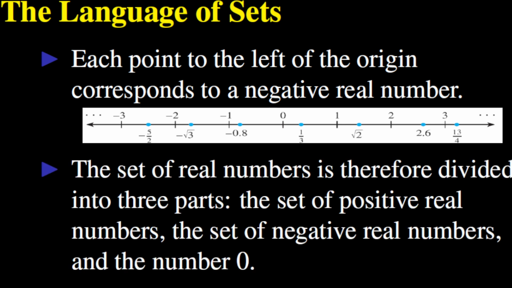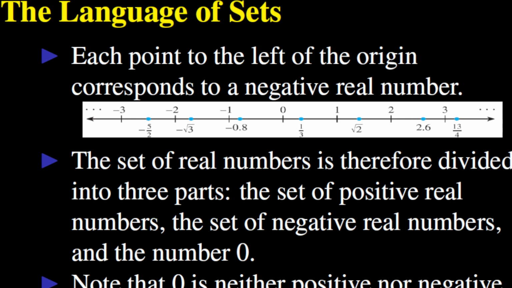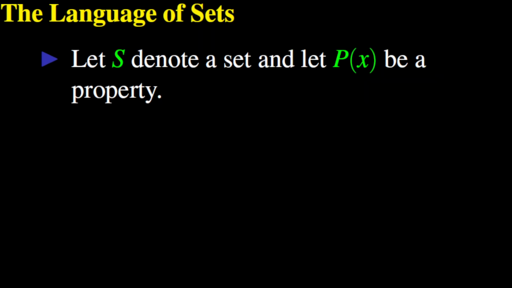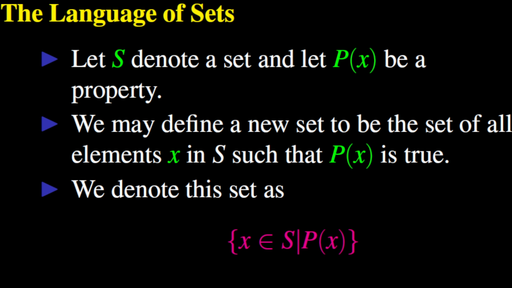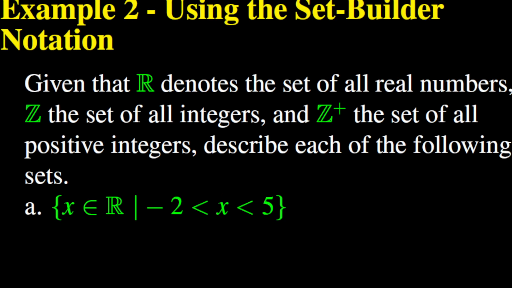The set of real numbers is therefore divided into three parts: the set of positive real numbers, the set of negative real numbers, and the number 0. Note that 0 is neither positive nor negative. Let S denote a set and let P(x) be a property. We may define a new set as the set of all elements x in S such that P(x) is true. We denote this set as follows: the set with elements x in S such that P(x) is true. Now, let us look at the second example.